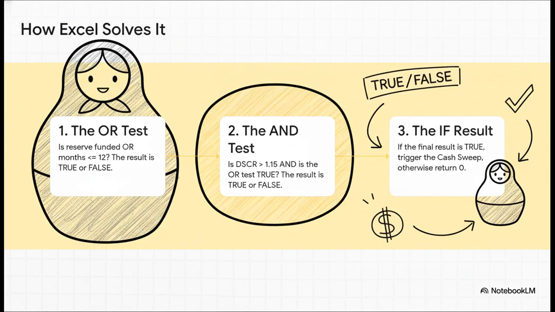So here's how the computer actually thinks about this. It starts from the inside and works its way out. The very first thing it solves is that inner piece, the OR statement. It asks, does the project have a funded reserve, or is it near the end of its life? From that, it gets a simple true or a false. Then it takes that result and plugs it into the AND statement, checking, is the DSCR above 1.15, and did that OR test come back true? Only if both of those are true does the final IF function trigger the cash sweep. It's just like a set of Russian dolls. You solve it from the inside out.